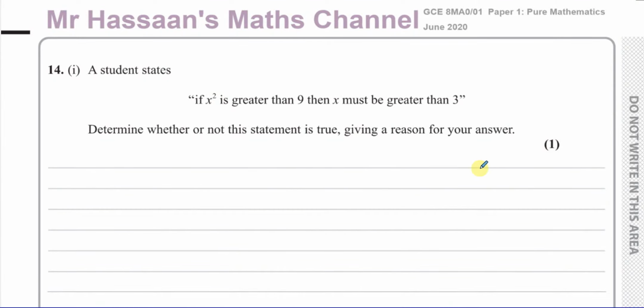I'm now going to be going through a question which is actually not from one of the normal papers that I do. I normally go through the International A-Level Edexcel papers, but I'm going to go through a GCE paper, which is a UK A-Level paper. This is the paper 1 for Pure Mathematics 8MA001 from June 2020. I'm going to go through question number 14, which is all about proof.